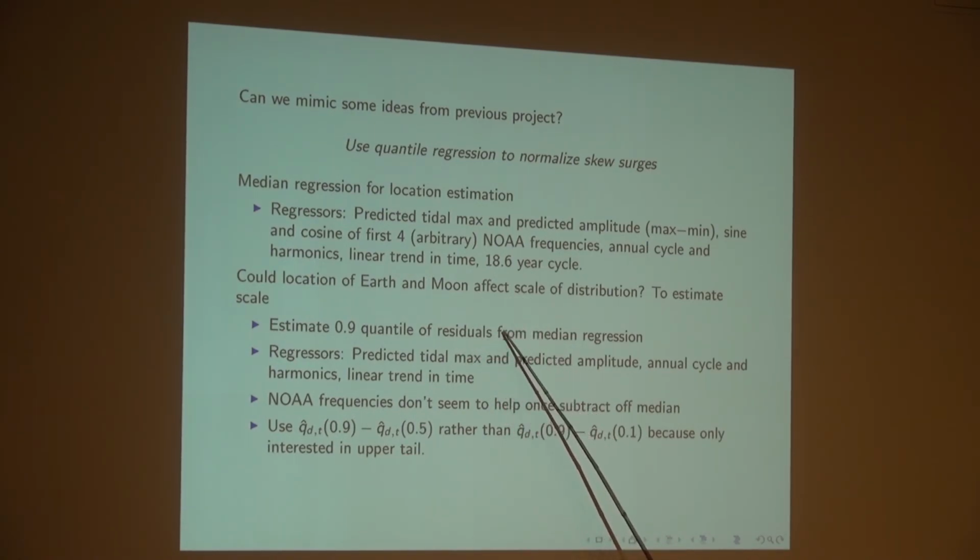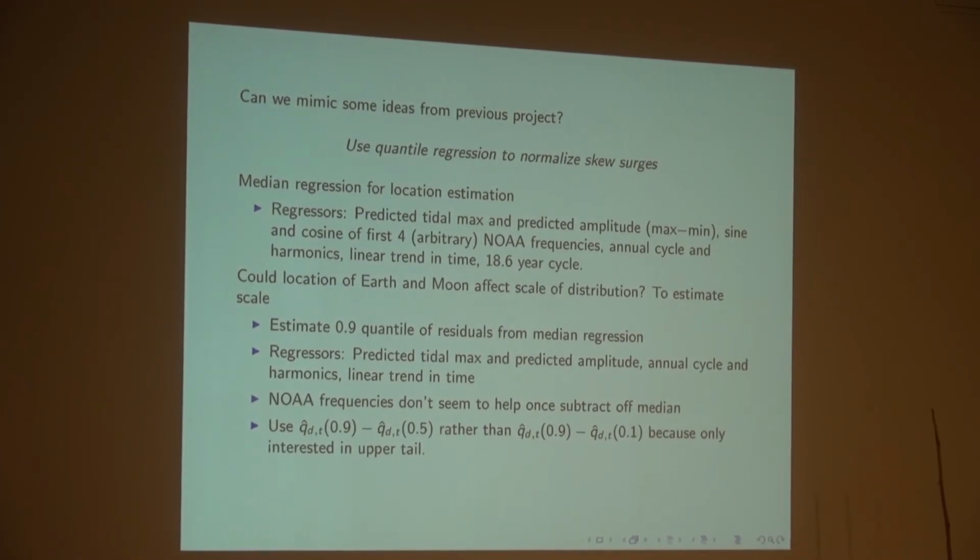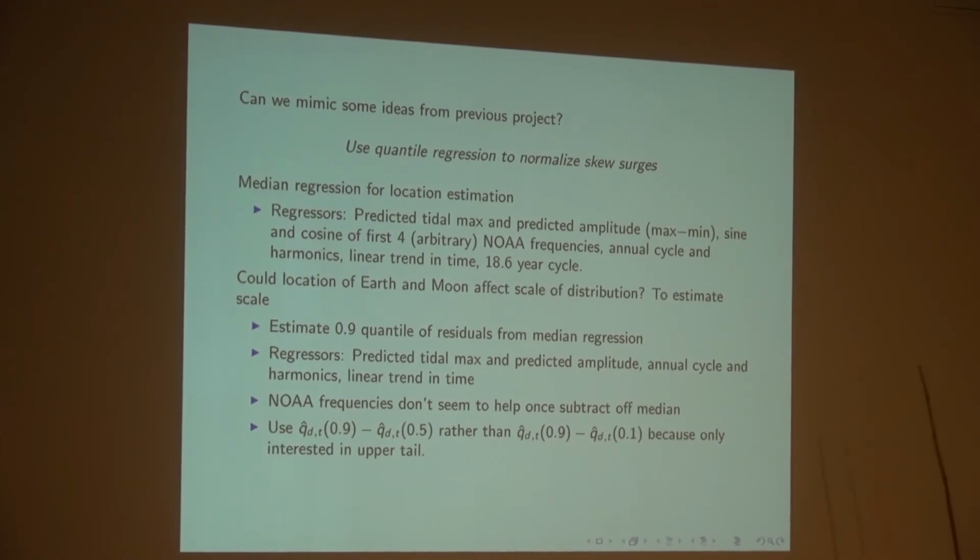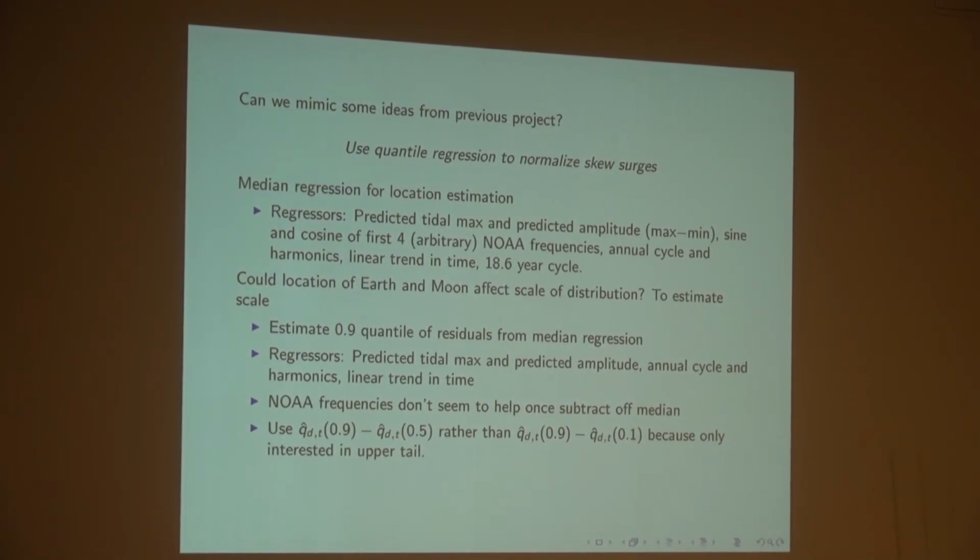I also want to look at the scale of the distribution. For my estimate of the scale of the distribution, I look at the difference between the 0.9 and the 0.5 quantiles. And I do it just on the upper side because I'm more interested in getting the upper tail of the distribution right. So I don't really care if I've mismodeled the lower tail of the distribution. All right.